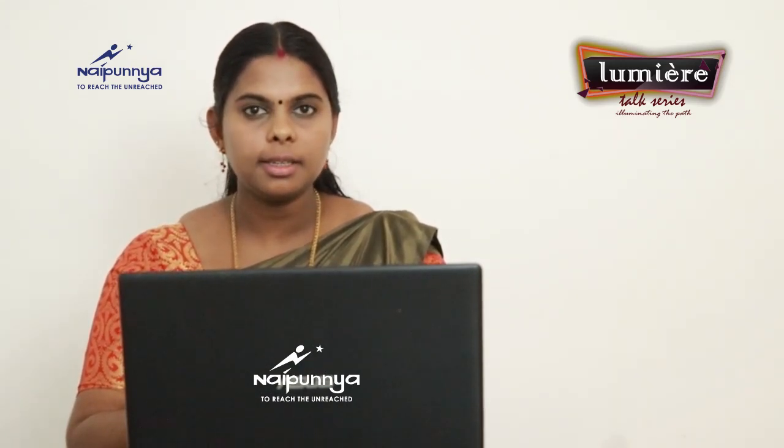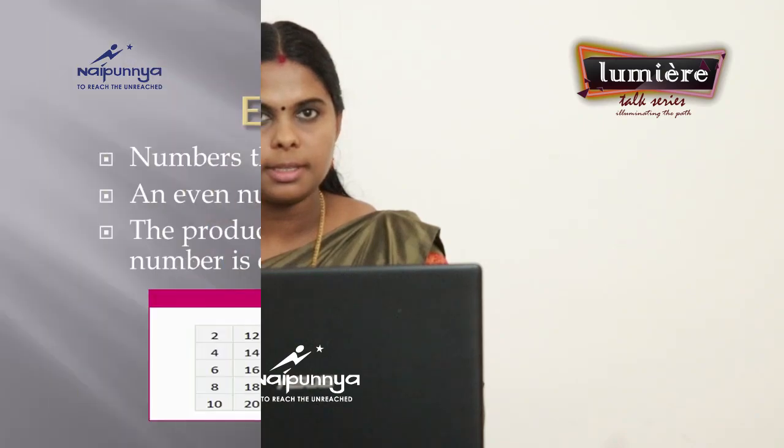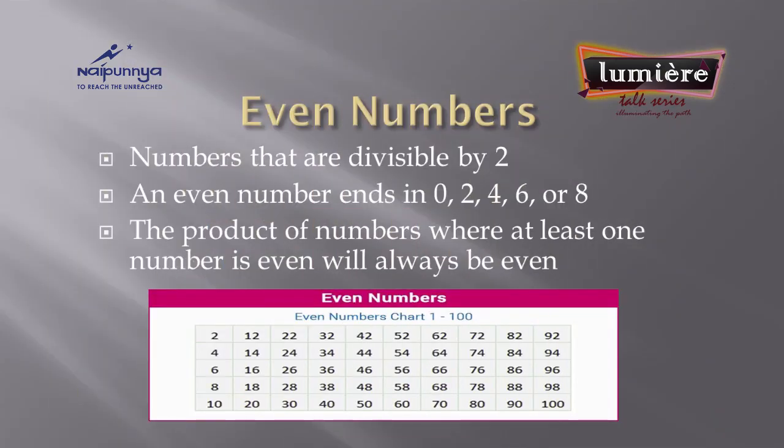As we said earlier, natural numbers are divided into 6 headings, that is even numbers, odd numbers, prime numbers, coprime numbers, composite numbers and perfect numbers. So the first category of natural numbers is even numbers. Even numbers can be defined as those numbers which are divisible by 2. An even number usually ends with 0, 2, 4, 6, 8. The product of the numbers where at least one number is even will always be even.